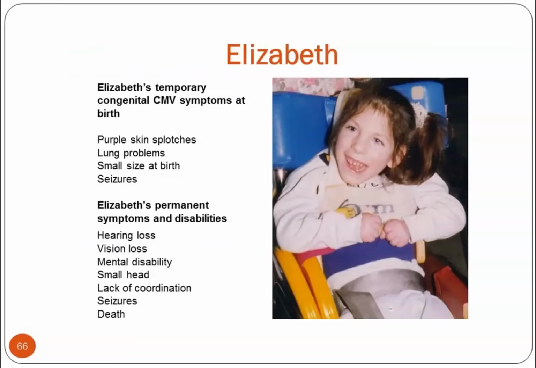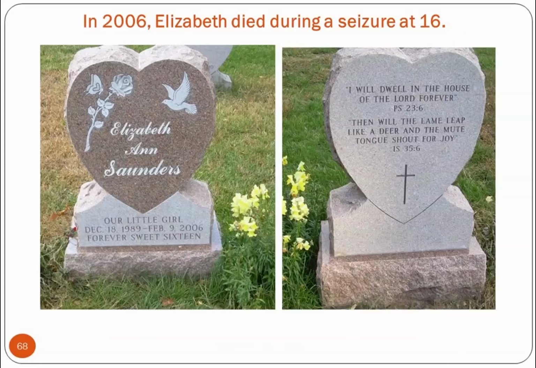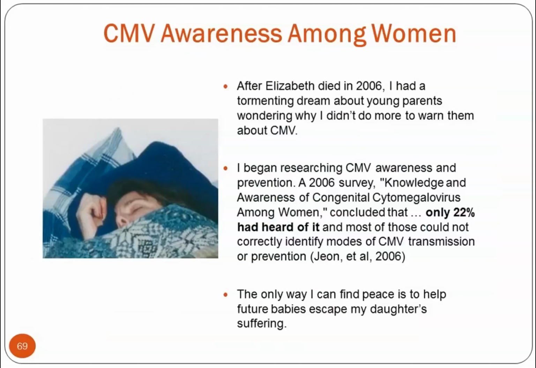Her temporary symptoms at birth were the purple skin splotches, lung problems, small size, and seizures. Her permanent symptoms and disabilities were hearing loss, vision loss, mental disability, small head, lack of coordination, seizures, and death. Elizabeth is seen here in 2005 at the age of 15 with her big sister on our last family vacation together before she passed. She died in 2006 at the age of 16 during a seizure. And that's her stone. She is forever sweet 16.